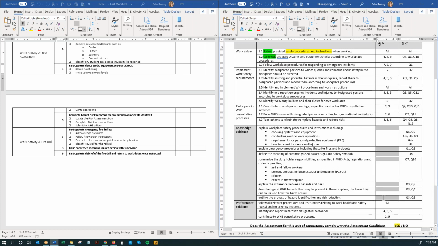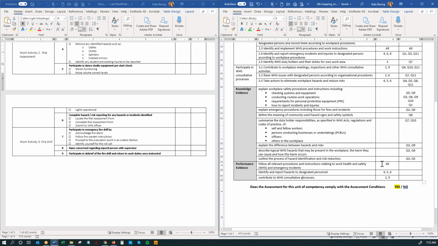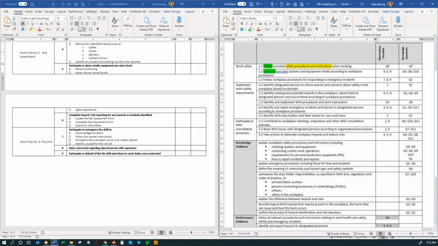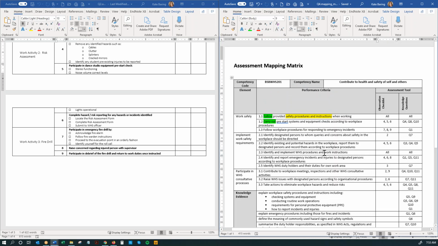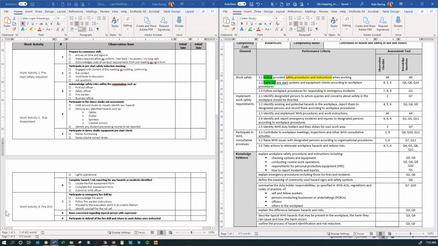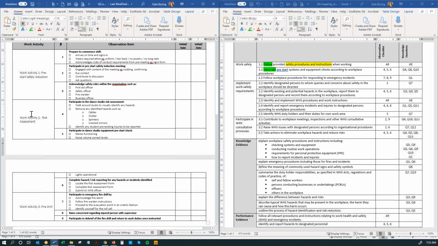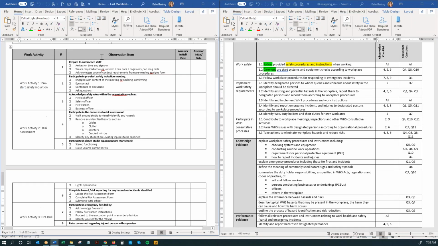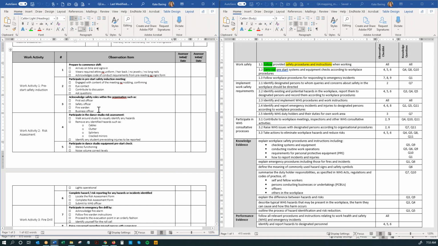Again, when you're doing an observation, you don't map it to the knowledge evidence, but you do have performance evidence down the bottom. So in summary, when we're looking at writing our observation, it's very important to really picture what are the work activities that are going on that will cover all the little items that you've highlighted, the performance outcomes that have to be demonstrated. Once you've determined what those work activities are, break it down into little observation items and then make sure that you are writing them with a verb.